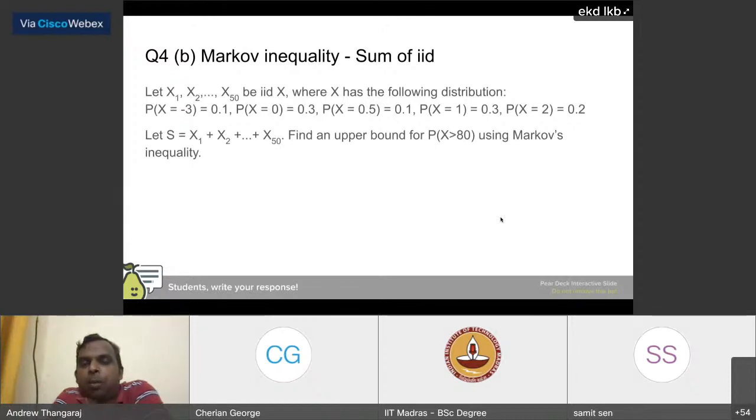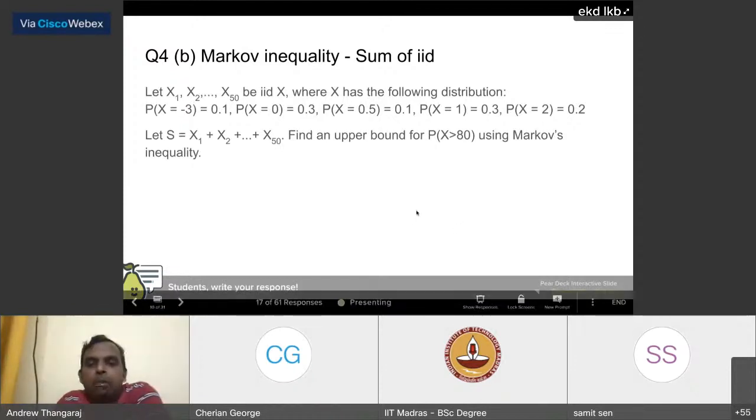Apologies for the typo here. It's not probability of x greater than 80. It is s greater than 80. Okay, I'm able to correct it.